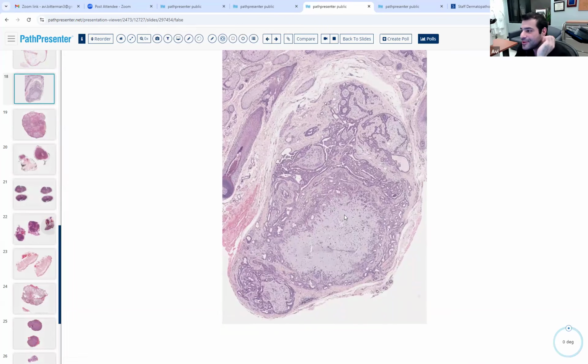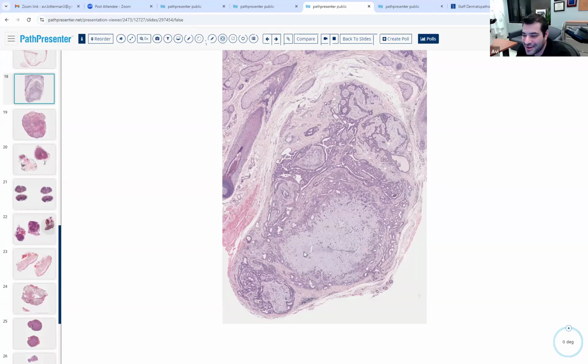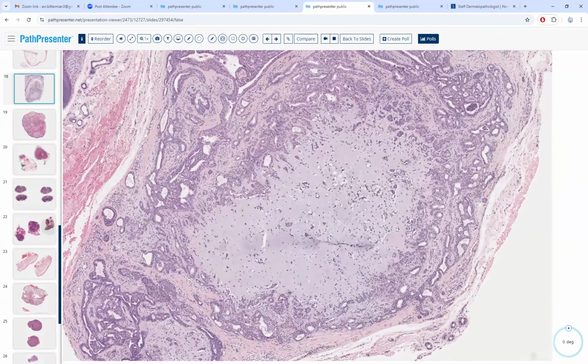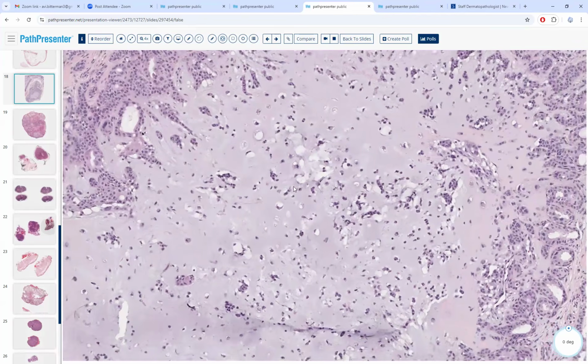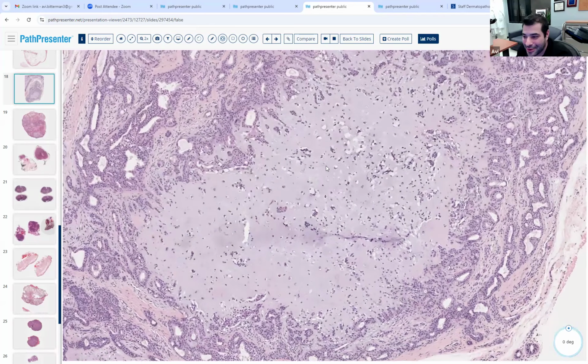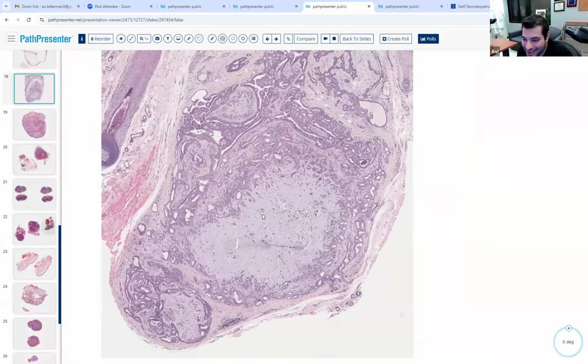What are we thinking about this on low power? There are different cell types. There are areas of kind of pale blue. Pale blue, yeah. Is there another word for that? Like amphophilic. What does this look like? Is this the chondroid? Chondroid, yes. Chondroid is a great word to describe this. I love it. The mixed tumor, the chondroid syringoma. Yes, mixed tumor, chondroid syringoma.